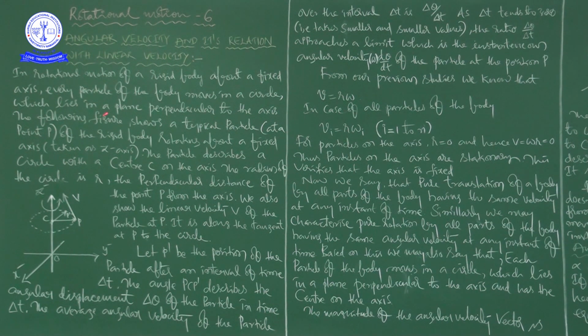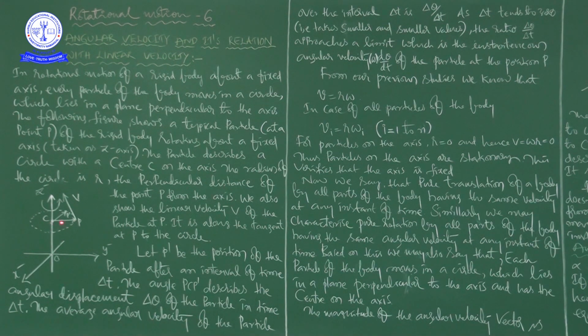The particle, see here, moves in a circle which lies in a plane perpendicular to the axis. This is the axis, so the circle is perpendicular to this. The following figure shows a typical particle at a point P of the rigid body rotating about a fixed axis. This is the fixed axis taken as z axis. The particle describes a circle with a center C on the axis. The radius of the circle is r.